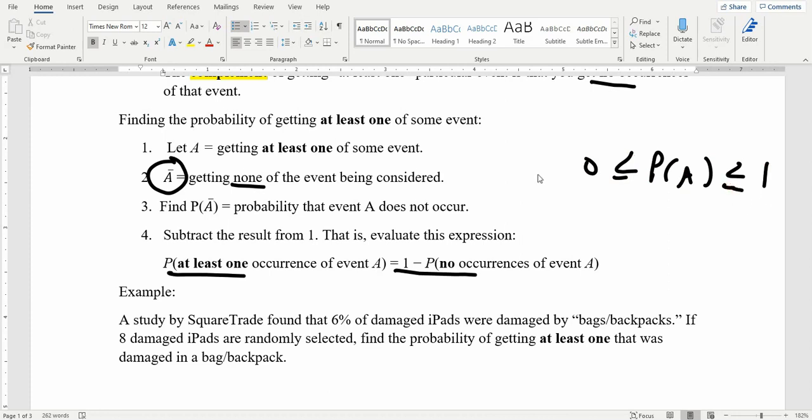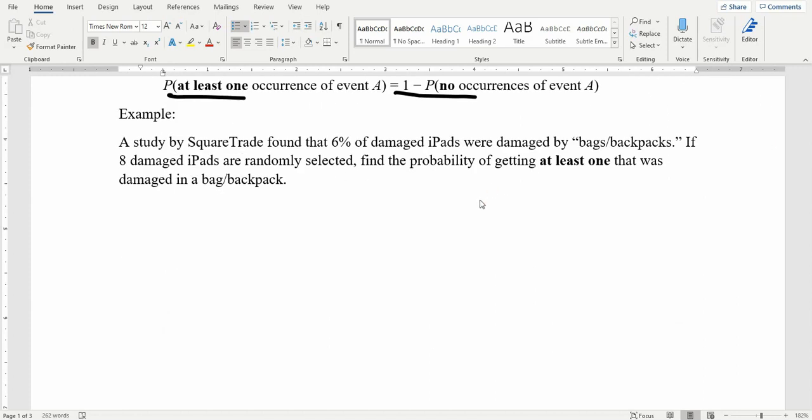So let's look at an example. I'm going to do some typing. It's probably easier to understand or to read with this example. We're going to say that Square Trade, whoever that is, found that 6% of damaged iPads were damaged by bags and backpacks. If 8 damaged iPads are randomly selected, find the probability of getting at least one that was damaged by a bag or backpack.